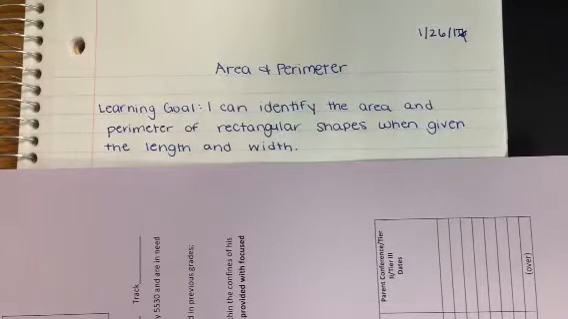1/26/2017. Your title is Area and Perimeter, and your learning goal is I can identify the area and perimeter of rectangular shapes when given the length and the width. Pause your video to get that copy down and press play when you're ready to begin again.